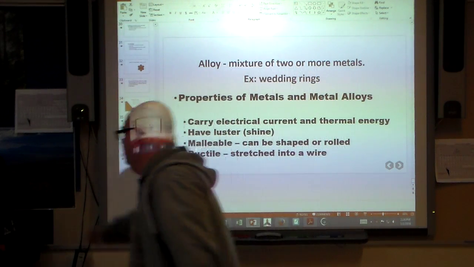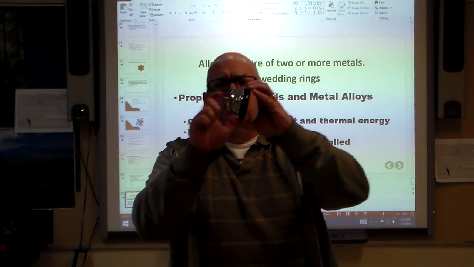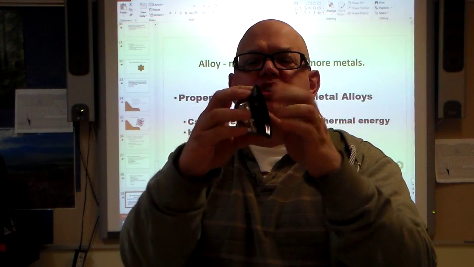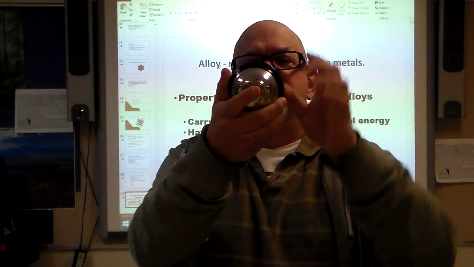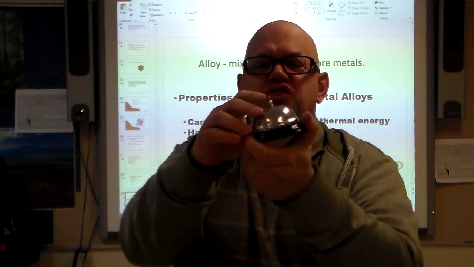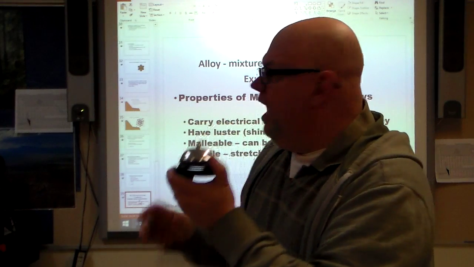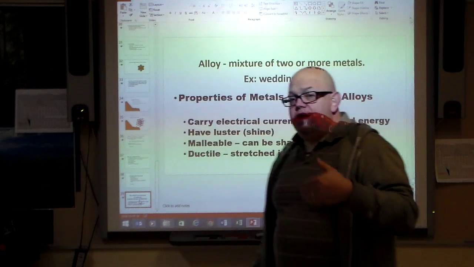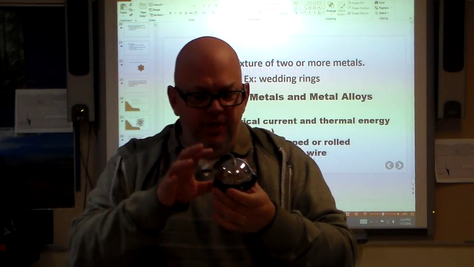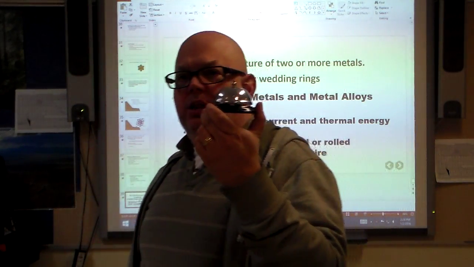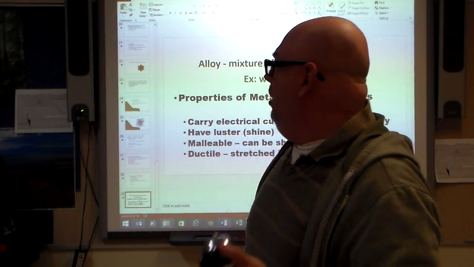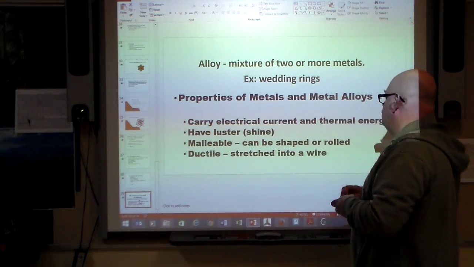We can take metal, see this? That's malleable. This metal is malleable. We have been able to take it and shape it and roll it. We've shaped it into a circle, we've cut it, and we've made an invention out of it. It is also ductile. Ductile means stretched into a wire. Now, I don't know about the ductility of this particular metal item, and yes, I am hitting the bell to annoy you even more. But ductile is stretched into a wire.